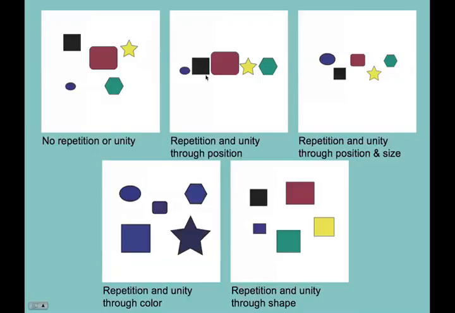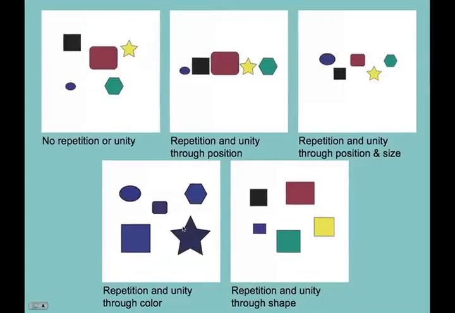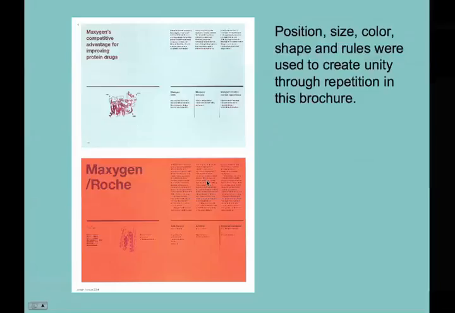This is repetition and unity through position, repetition and unity through position and size, repetition and unity through color, and repetition and unity through shape. More unity through repetition. You can also use rules, which I don't mean as in you can't break these. I mean rules as in lines, background tints, and boxes. Position, size, color, shape, and rules were all used to create unity through repetition in this brochure.